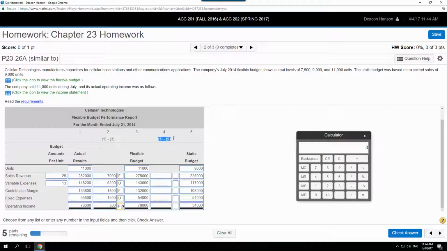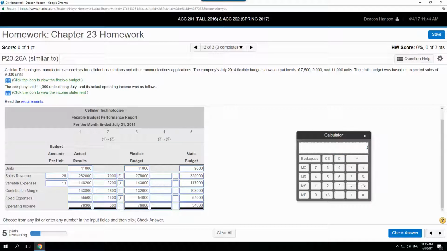Now when we do column 4, the idea now is that we're treating the static budget column as the budget, and we're treating the flexible budget column, I don't want to say as the actuals, but as a comparing figure. So we're going to be judging the difference there. These differences, column 2 and column 4, are called variances.